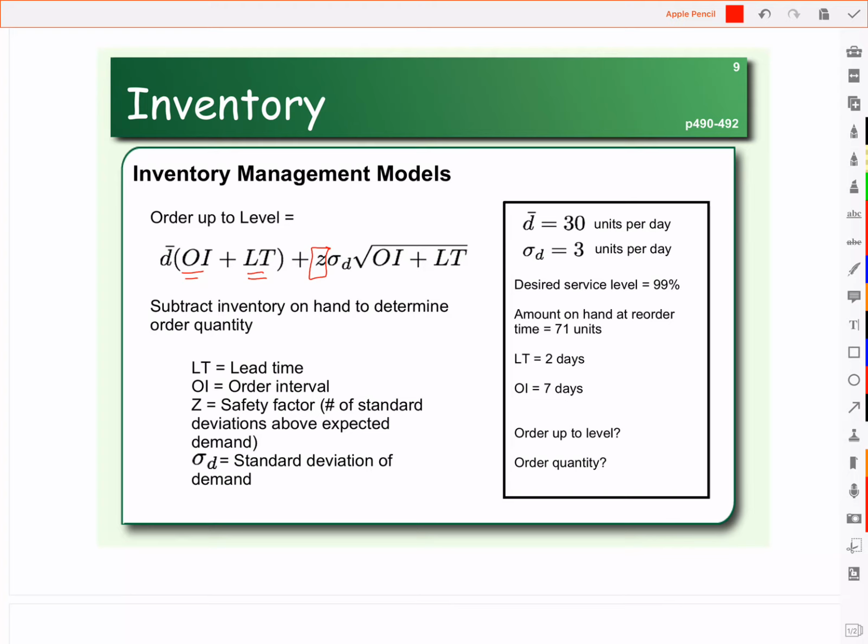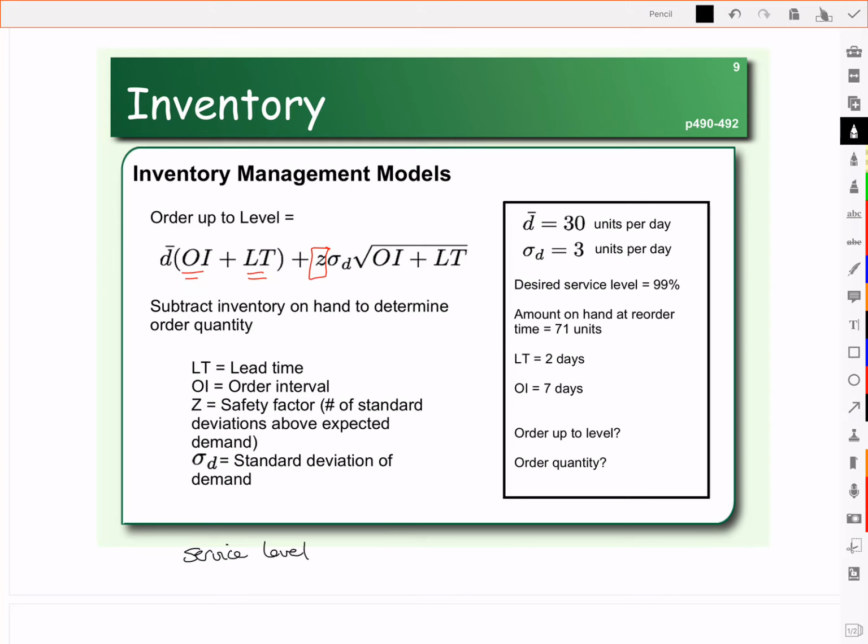Okay, so when we talk about safety factors, we need to figure out what that Z score is based on service level. So when we talk about service level, we're talking about the percentage of time you want to have enough. Well, why don't we want enough 100% of the time? Well, if we have enough 100% of the time, we're going to need a lot of extra inventory just in case. And that causes cost, right? We have to store it. Maybe it goes bad, loses value. So we recognize that it's very expensive to have 100% service level.